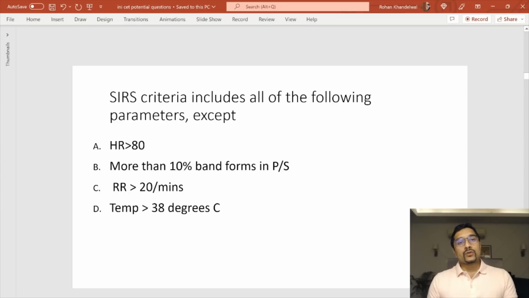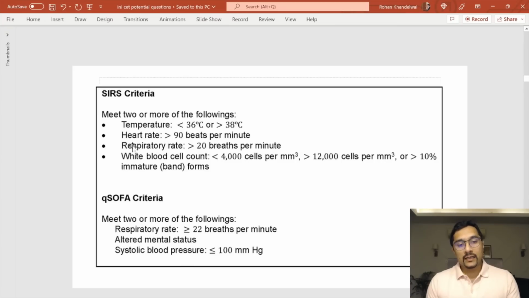SIRS and qSOFA are frequently asked. Questions from shock are frequently asked in the INICET exam. You should know the SIRS parameters: temperature more than 38 or less than 36, respiratory rate more than 20, heart rate more than 90, and white blood cells either less than 4,000 or more than 12,000, or more than 10% band forms present.